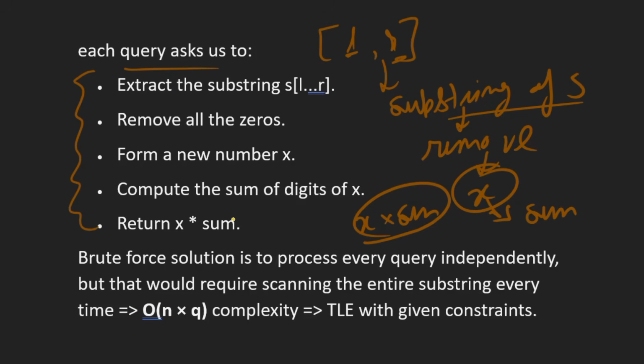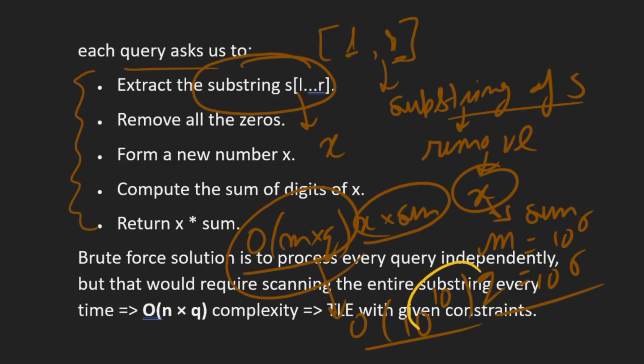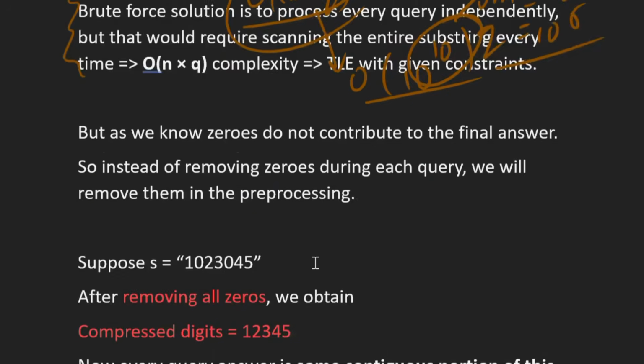If we follow the brute force approach and process each query independently, finding the substring, getting the number, and then finding the solution, in the worst case it will take O(n times q) time complexity. And as we know, n can be up to 10 to the power 5 and q can also be up to 10 to the power 5. So in the worst case it can be O(10 to the power 10), which will give us time limit exceeded. So our brute force approach will not work over here.